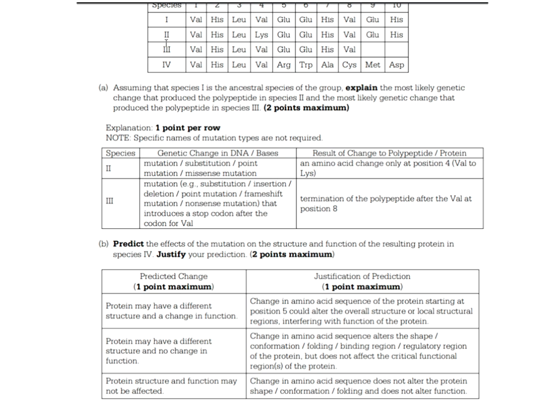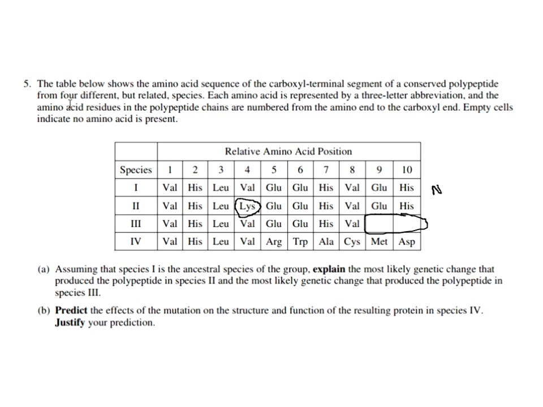That was after the valine. Okay. The second part is predict the effects of the mutation on the structure and function of the resulting protein in species 4. Justify your prediction. So in 4, if we match it up to the beginning, it's got a change here, a change here, a change here. Like all of these basically are separate.